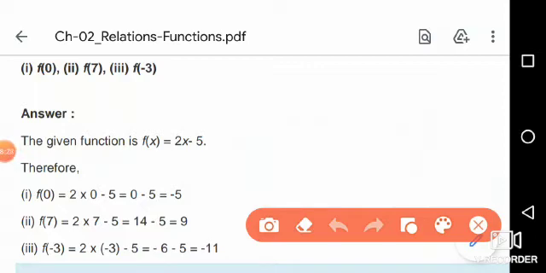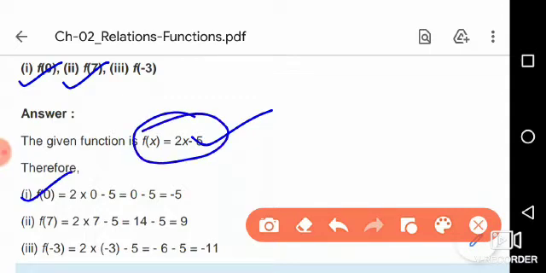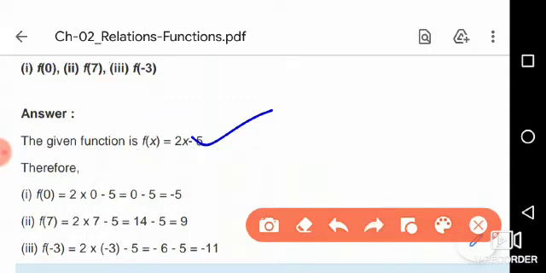Dear students, moving to the next question. We have been given a function f of x equal to 2x minus 5. We should find the values of f of 0, f of 7 and f of minus 3. First, we are going to find f of 0. Put x equal to 0 in the given function f of x is equal to 2x minus 5. Therefore, f of 0 is equal to 2 into 0 minus 5, that is 0 minus 5, which gives minus 5.